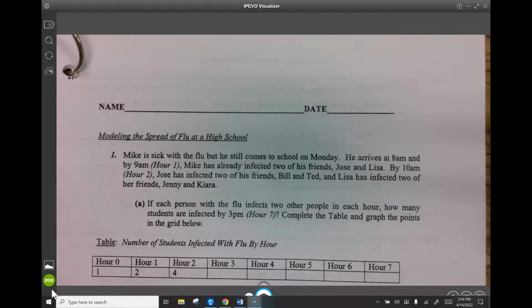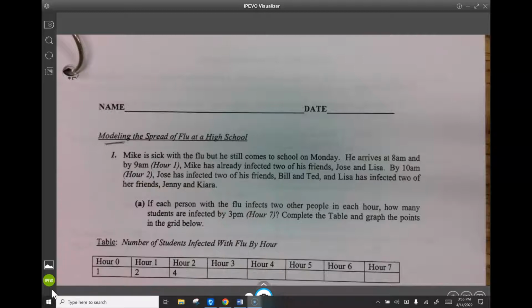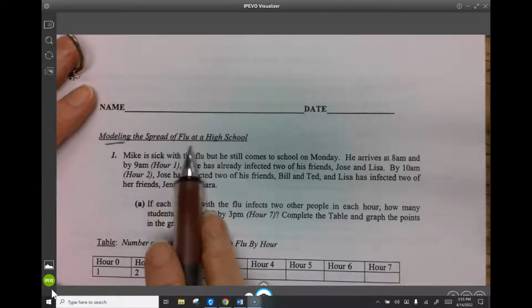So I'm now on page 11, and on page 11 it talks about modeling, and that you're going to see what happens with some exponential equations. And it kind of leads into what we're going to be talking about also today. Modeling the spread of a flu at a high school.